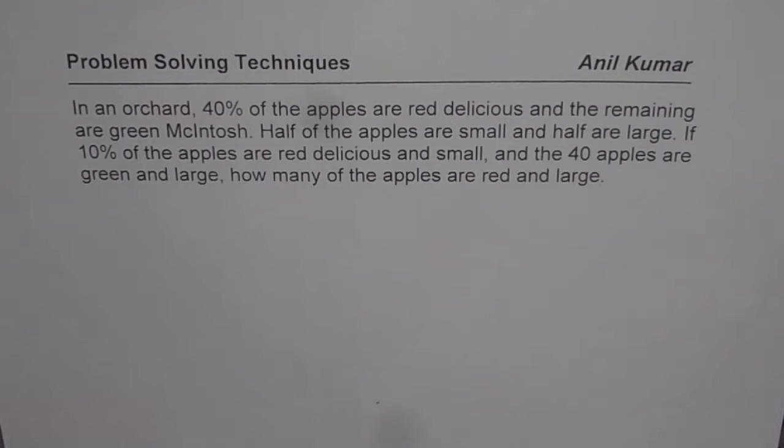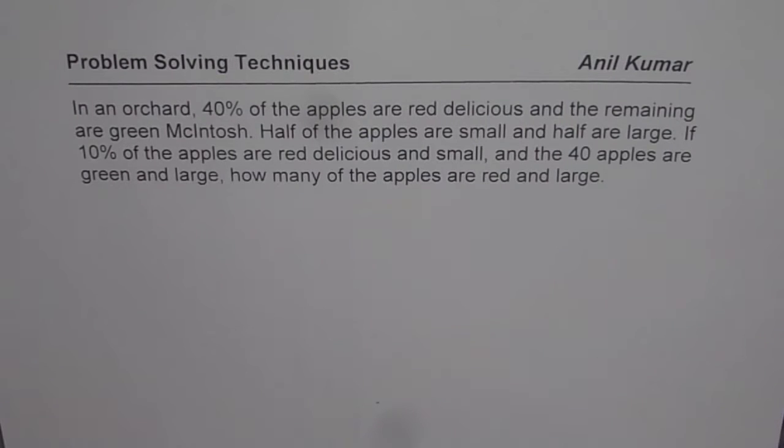The question here is, in an orchard, 40% of the apples are red delicious and the remaining are green Macintosh. Half of the apples are small and half are large. If 10% of the apples are red delicious and small and 40 apples are green and large, how many of the apples are red and large?